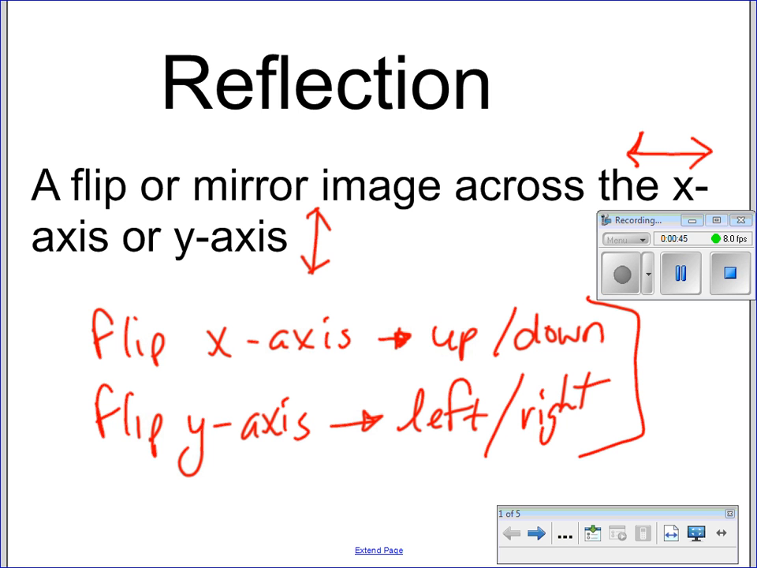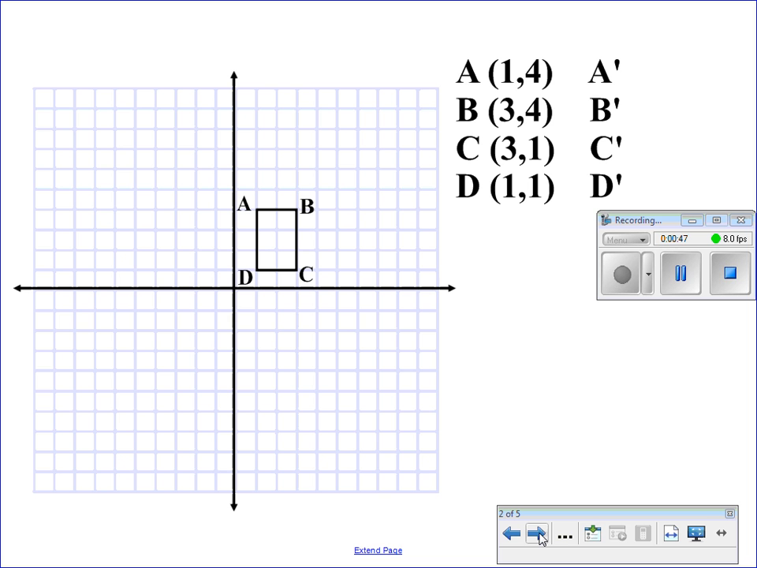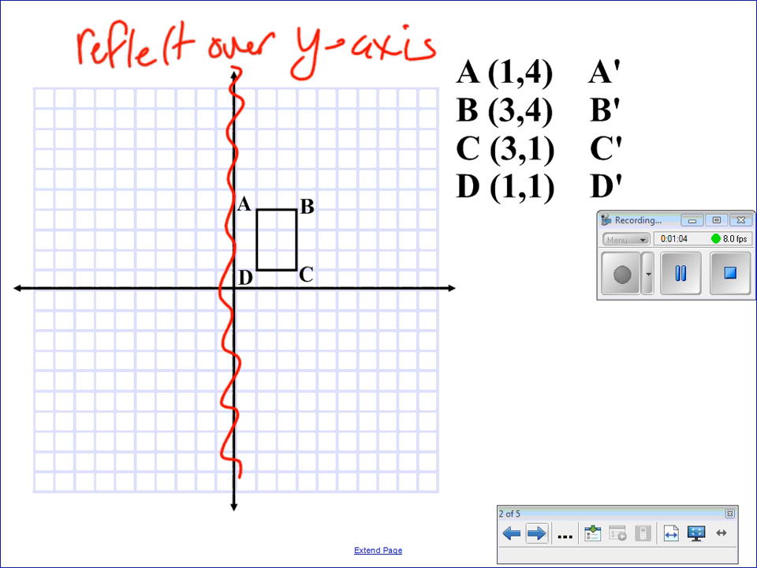Let's try one together. There's two ways to do this. Okay, let's reflect this one over y. If I reflect over y, remember I'm going to reflect over this axis. So my picture is going to end up here. Now, there's two ways.